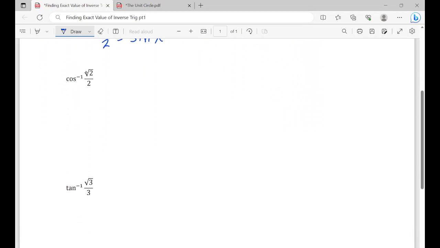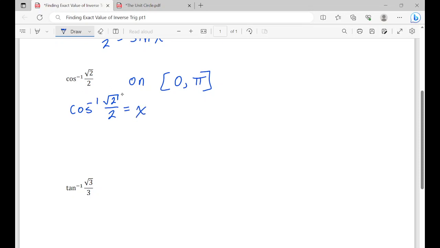Next we have arc cosine of root 2 over 2. Now again, on the interval, here it's a little bit different. The interval is from 0 to pi, so quadrants 1 and 2. Now again, what is this equal to? I don't know, but I know that it is equal to something. I can just say x.